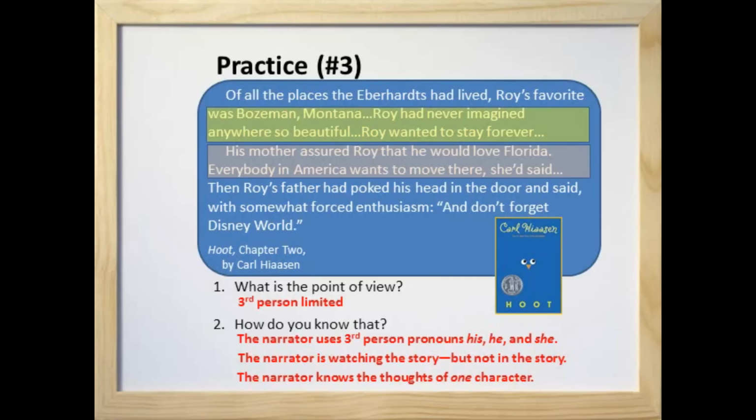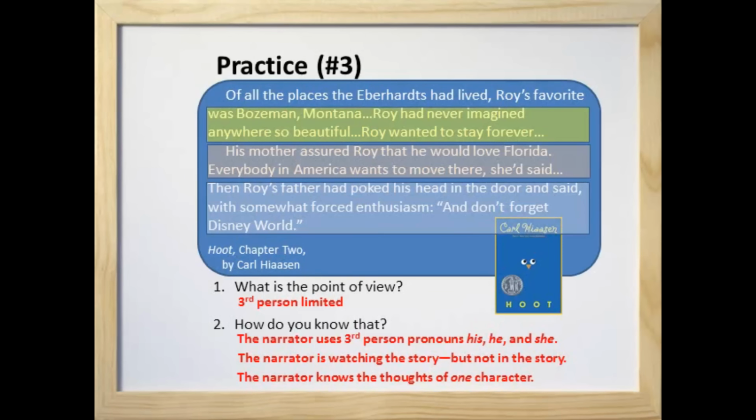And what about the father? Then, Roy's father had poked his head in the door and said, with somewhat forced enthusiasm, "And don't forget Disney World." Do we see any silent thoughts or feelings that the father has? No, we don't. We just see something that the father did and said.